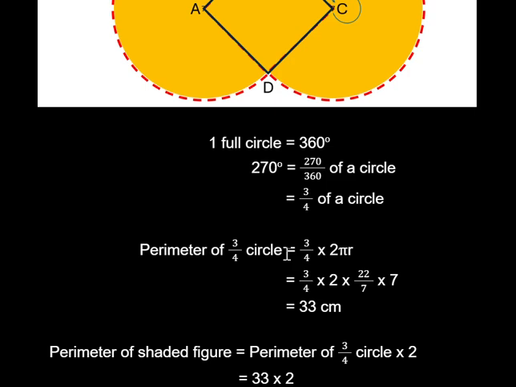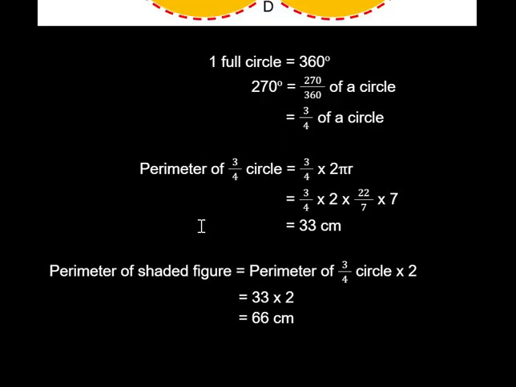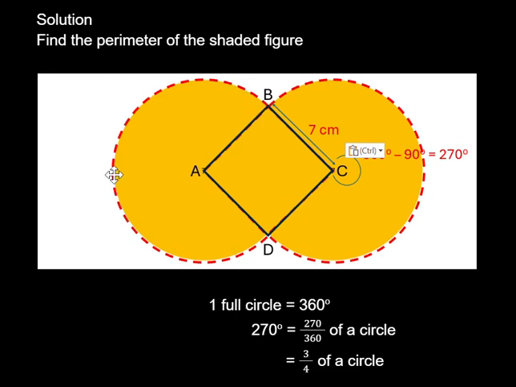So the perimeter for a 3/4 circle, basically you take 3/4 times 2 pi r. This 2 pi r is actually the full circle. So you put in the values: pi is 22 over 7, the radius is 7. You cancel, then you can cancel the 2 here. 3 times 11, so you get 33. So the perimeter of a 3/4 circle is 33. The perimeter for this shaded figure is basically 3/4 circle times 2. So 33 times 2 is equal to 66. So the perimeter of the shaded figure is 66 centimeters.